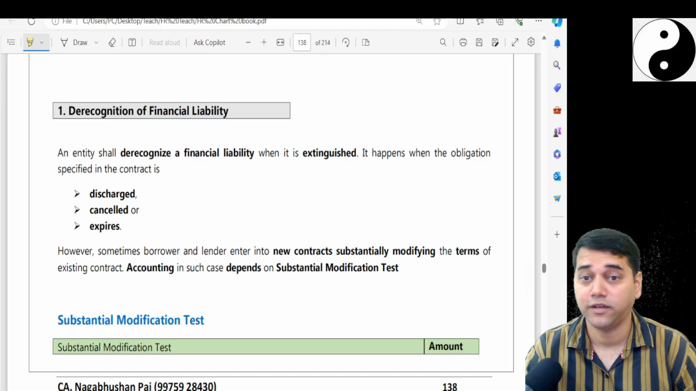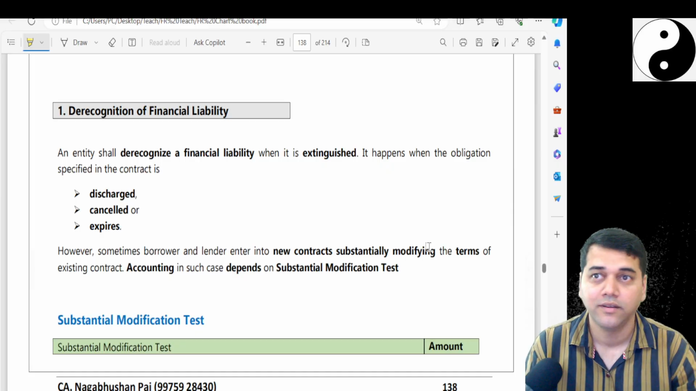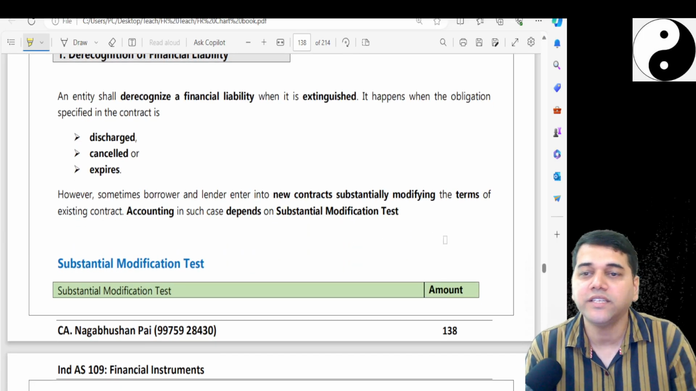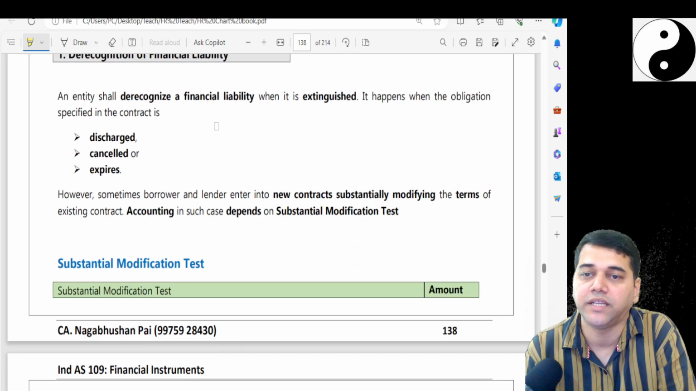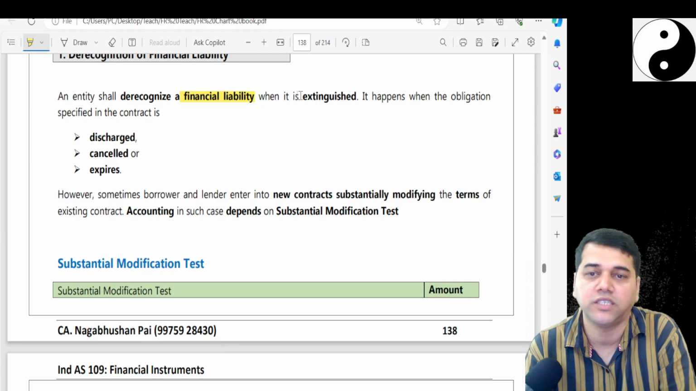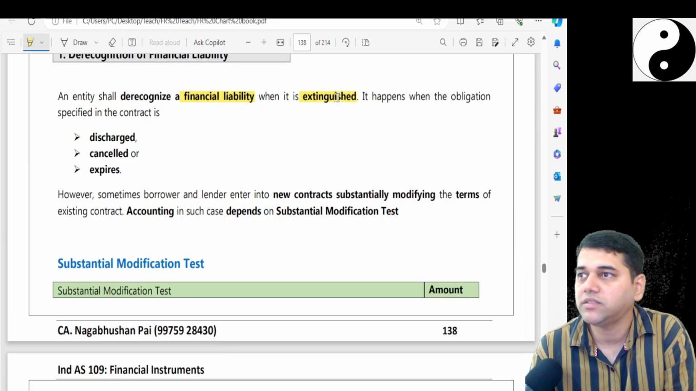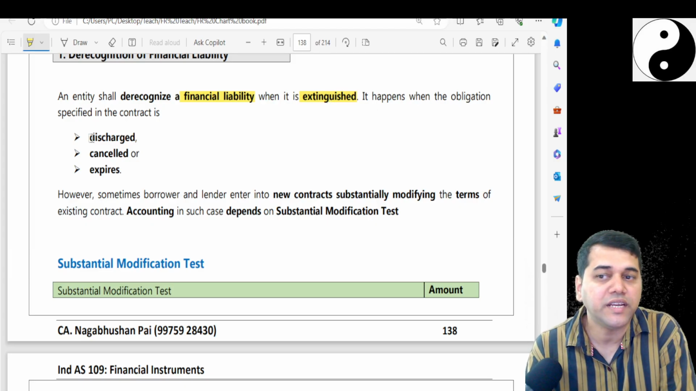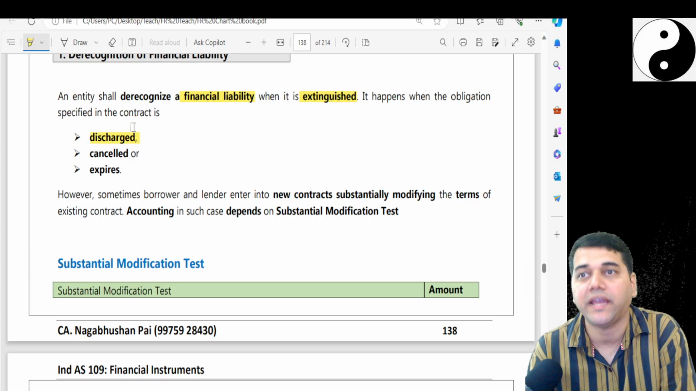Okay, understand now. Very important. They have asked this in past examinations. An entity shall derecognize a financial liability, that is, remove it from your balance sheet, when it is extinguished, when it is no more. And when it is discharged, that means you pay.